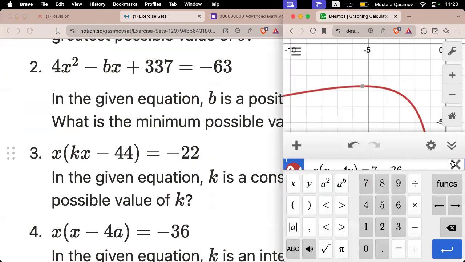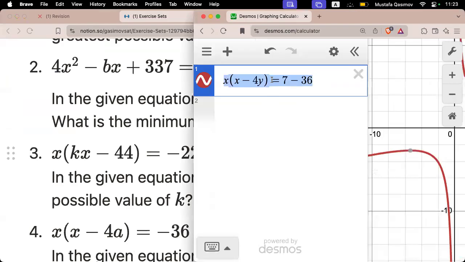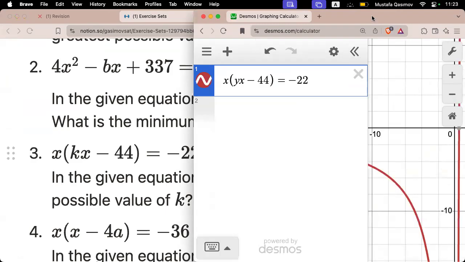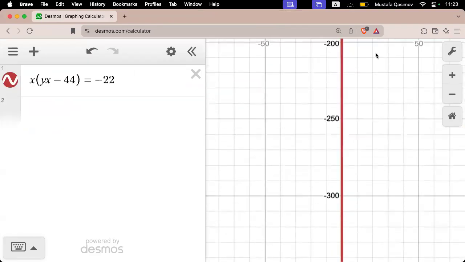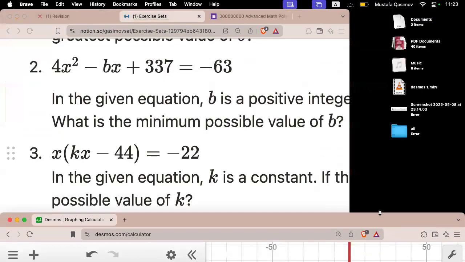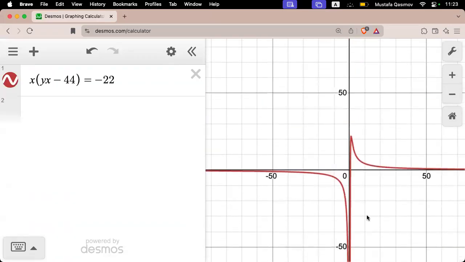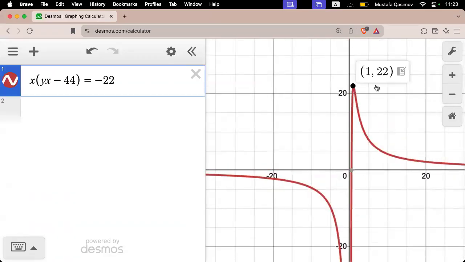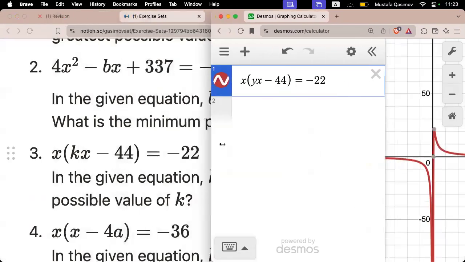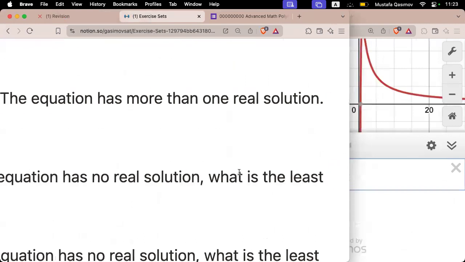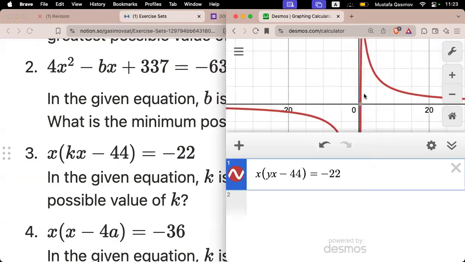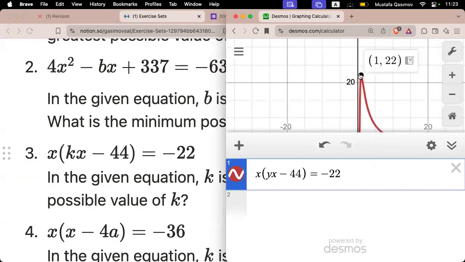Let's look at that one. X multiplied by y, x minus 44 is equal to negative 22. Okay, we got something like this. So it goes to negative infinity, so it is not important. So we have to look at this part. It shows this point, it is 22. K is a constant. If the equation has no real solution, what's the least possible value of k? 23, because until 22 we have a solution. And when it is more than 22, there is no solution.